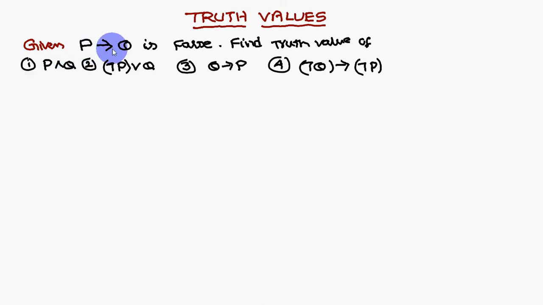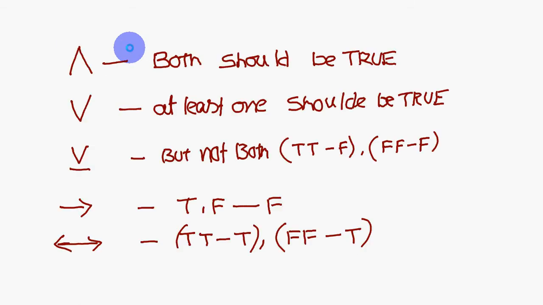So the first one is: P conditional Q is false, he has given. Find the truth values of the different problems he has given. So from here you have to get a clue. P conditional Q, already I have discussed. When you come across a conditional, it is false only when the first statement is true and the second statement is false. In the remaining cases it is true.